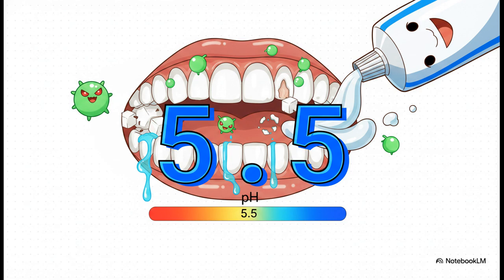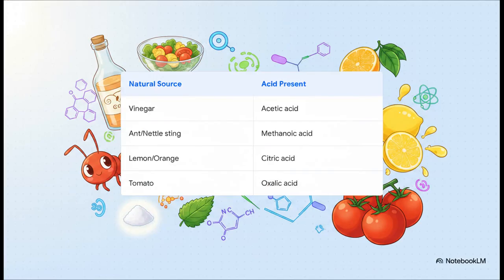Why this number? Because 5.5 is the exact pH threshold in your mouth where your tooth enamel starts to corrode and decay. When bacteria in your mouth break down leftover sugars, they churn out acids. If the pH drops below 5.5, your enamel, literally the hardest substance in your body, starts to dissolve. It's exactly why we use basic toothpaste to neutralize that acid. Crazy, right?